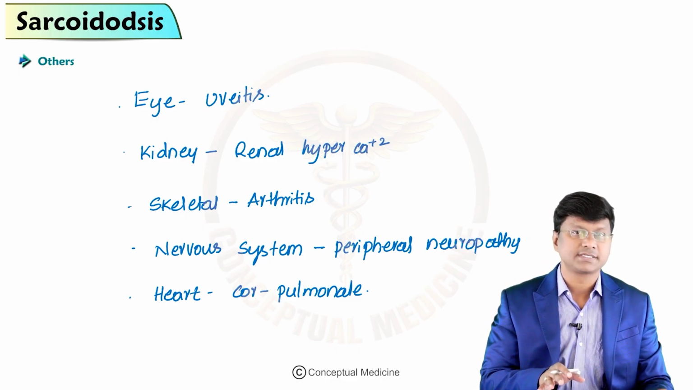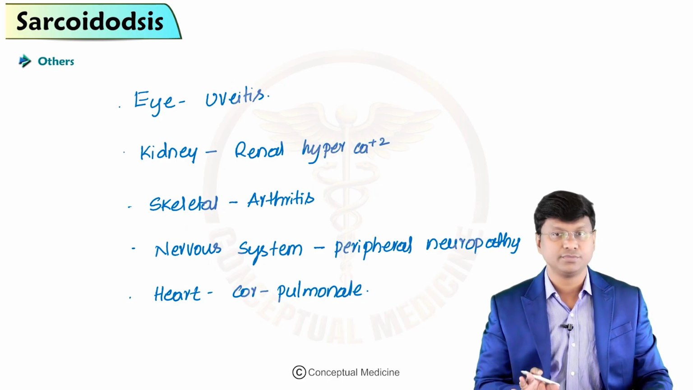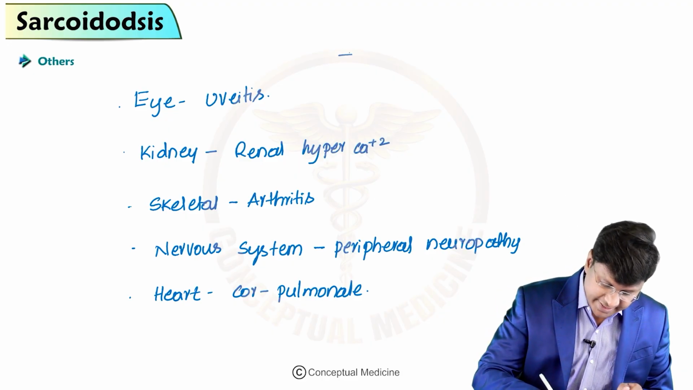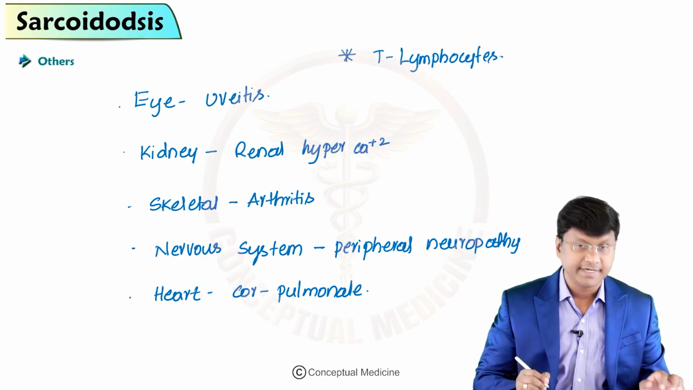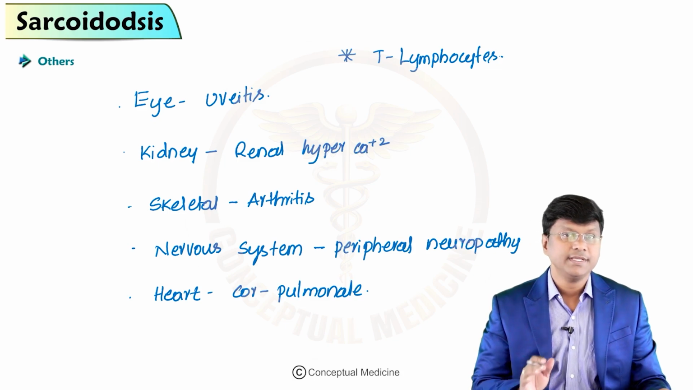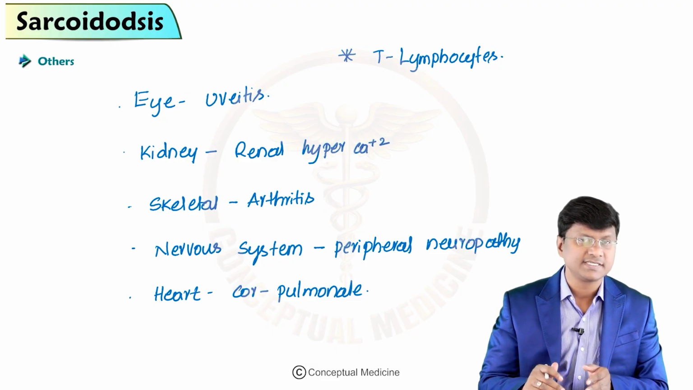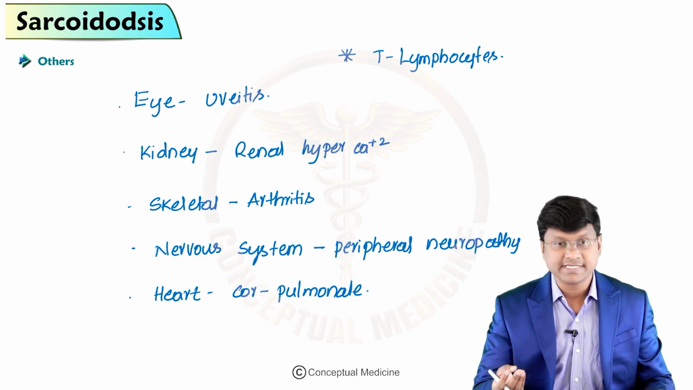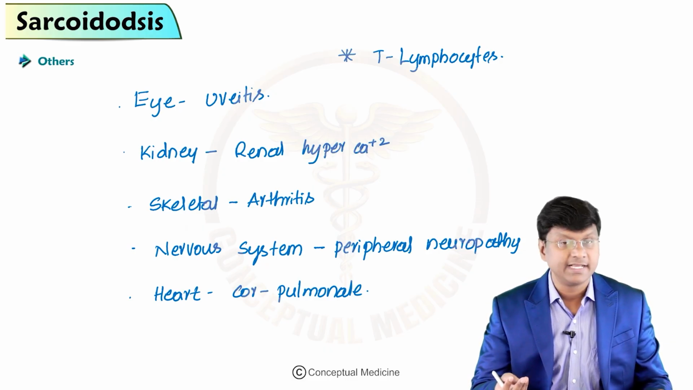In all these, it is mainly because of the inflammation and formation of non-caseating granuloma. And let me tell you, the inflammation is mediated by T lymphocytes. Next, having discussed the clinical manifestations, as there is multisystem involvement, the clinical features will also vary. For example, if the individual has interstitial lung disease in the pulmonary involvement, the individual will have difficulty in breathing and dry cough.